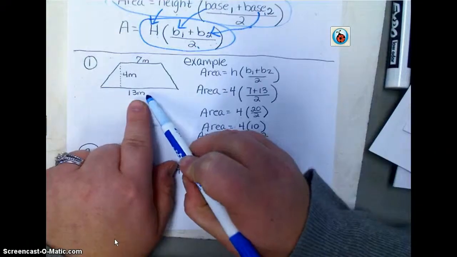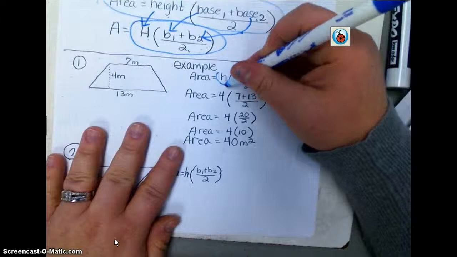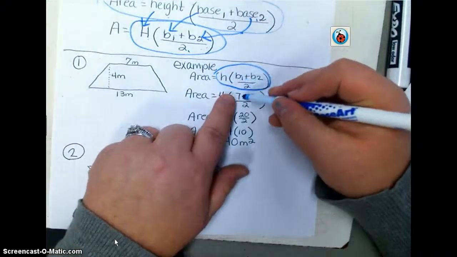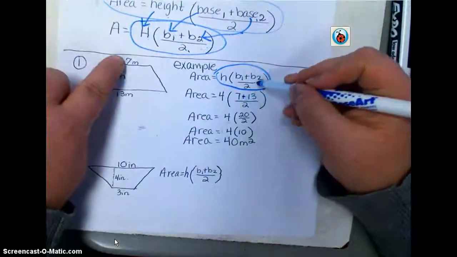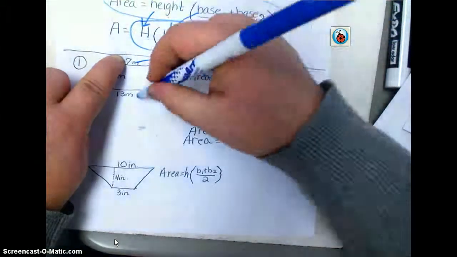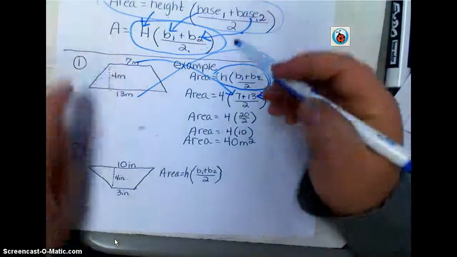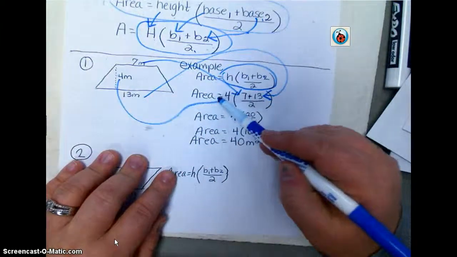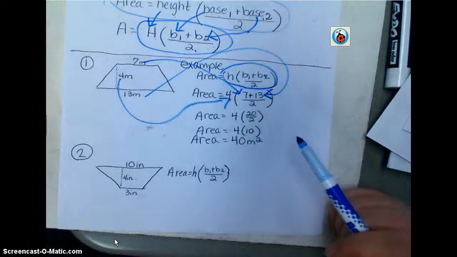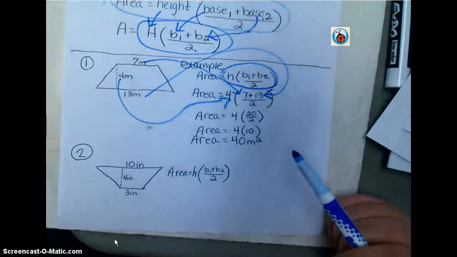I have a base of 13 and a base of 7. Here's my original formula. Here I filled in base 1 of 7, base 2 of 13. And I filled in my height of 4. Do we see that? All I did is replace the letters with the numbers. That's all I did in that step.